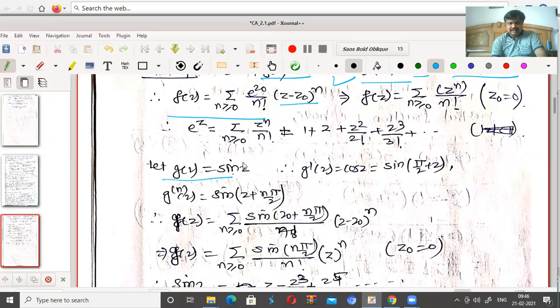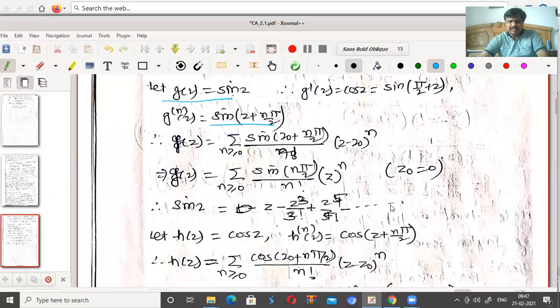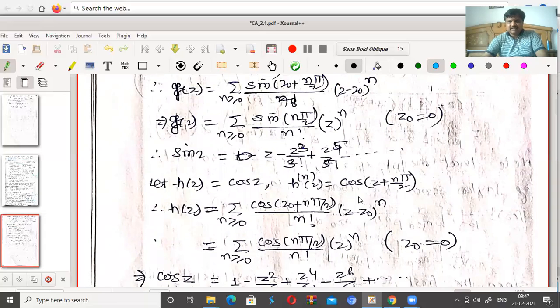So if I take sin z as a function, then its first derivative is cos z, that is sin of (pi by 2 plus z). We know this. Then nth derivative is sin of (z plus n pi by 2), and therefore f of z is the nth derivative at z equal to z0 upon n factorial into (z minus z0) to the power n. Similarly for cos z also you can find it. Its nth derivative is cos of (z plus n pi by 2). So its summation is cos of (z0 plus n pi by 2) upon n factorial, (z minus z0) to the power n, and therefore summation n greater than or equal to 0. If I take z0 as 0, then cos(n pi by 2) upon n factorial z raised to n.